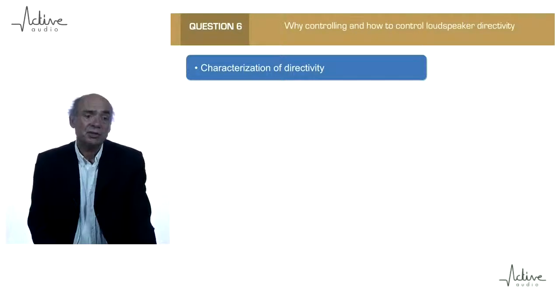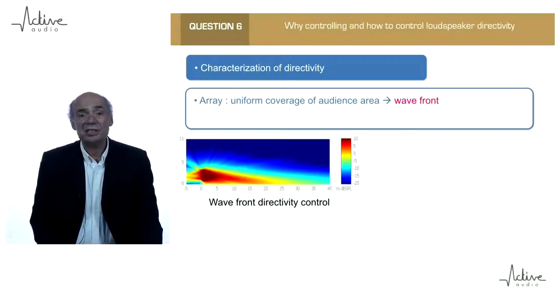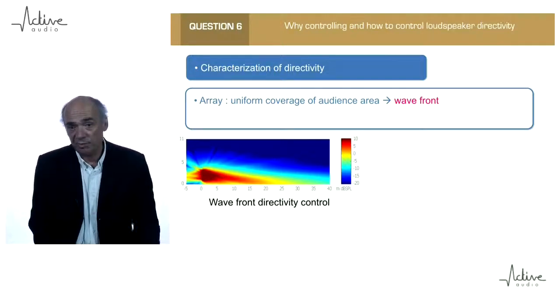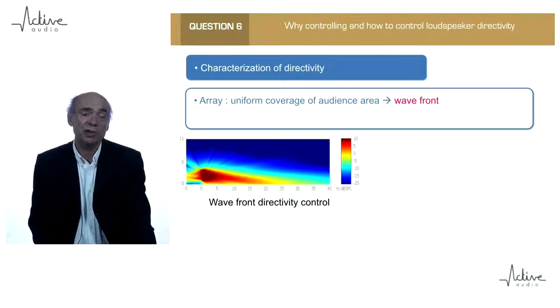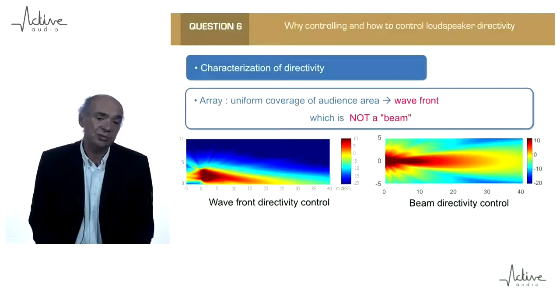Just a word about the characterization of directivity. Arrays can be approached by characterizing the wavefront to be generated. And this wavefront is not a beam, and that's a very different approach.